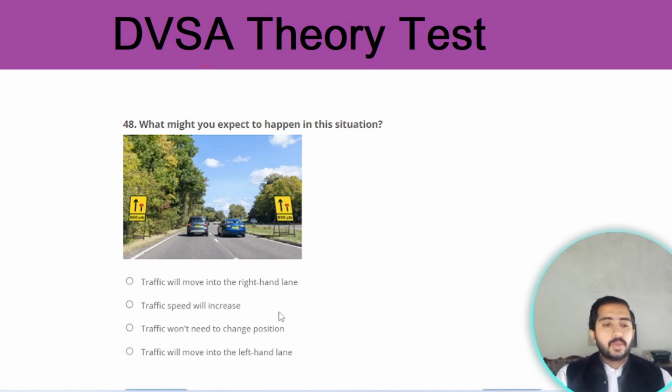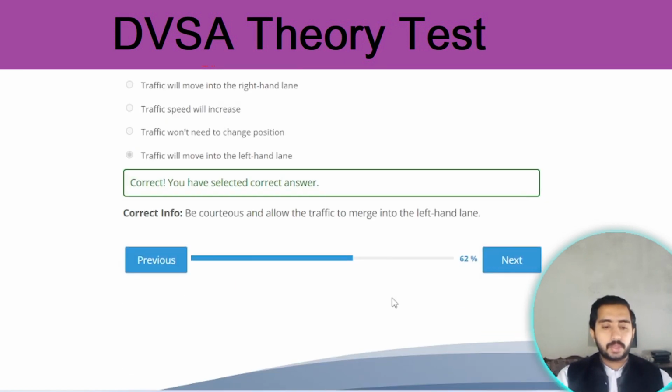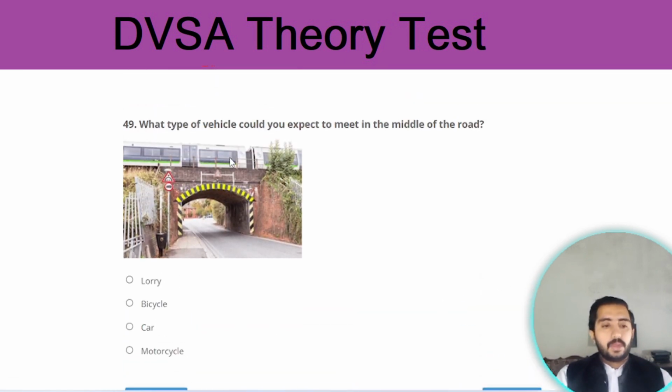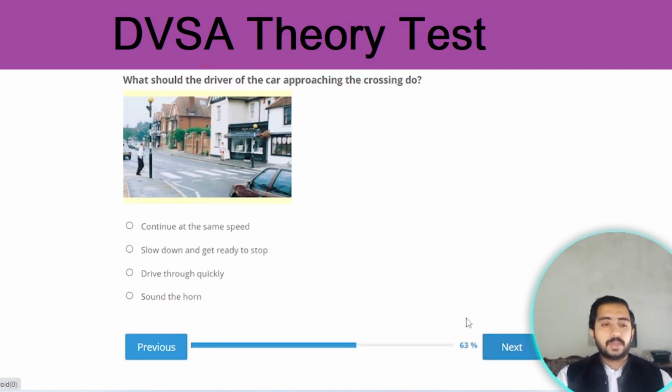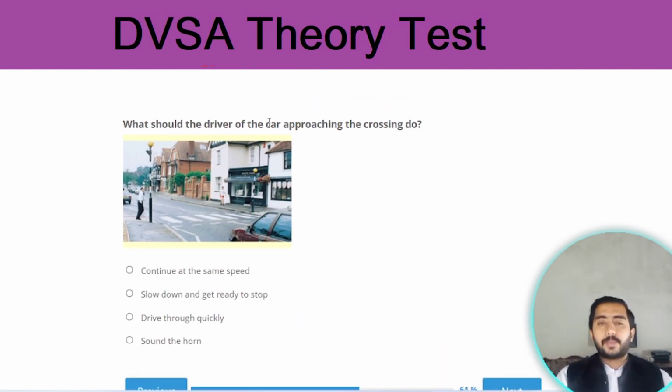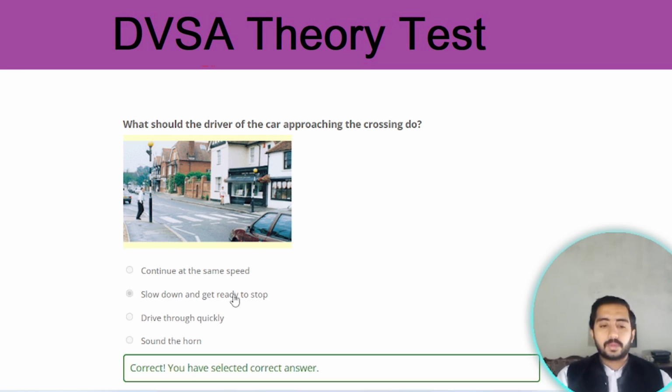Next question. Question 48. What might you expect to happen in this situation? Here, when two cars are parallel to each other, traffic will move into the left hand lane. Option D is the correct option. Next question. What type of vehicle should you expect to meet in the middle of the road? Option A, lorry. Option A is the correct one. Next question. What should the driver of the car approaching the crossing do? The correct option is slow down and get ready to stop.